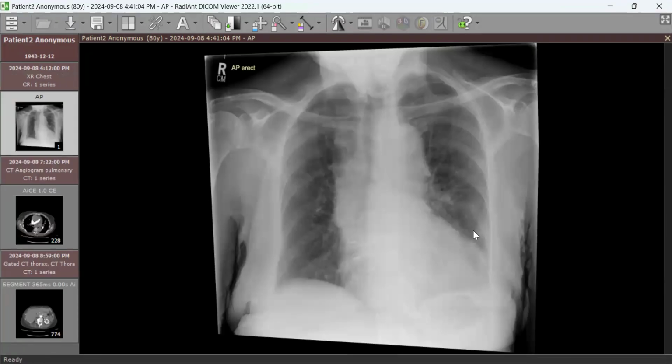This is the fourth case. Doctor, this is the fourth case. This is an 84-year-old female presented with chest pain, pallor, tachypnea, and shortness of breath.